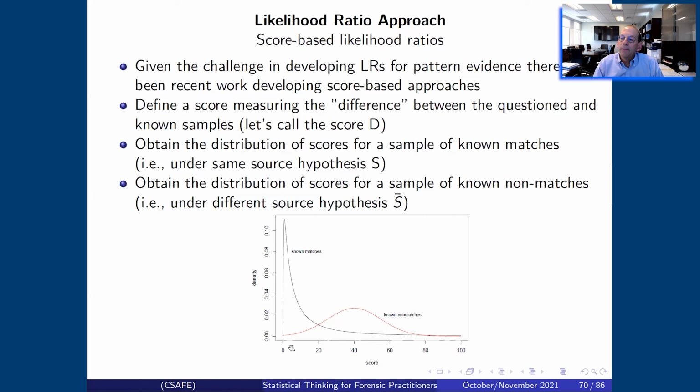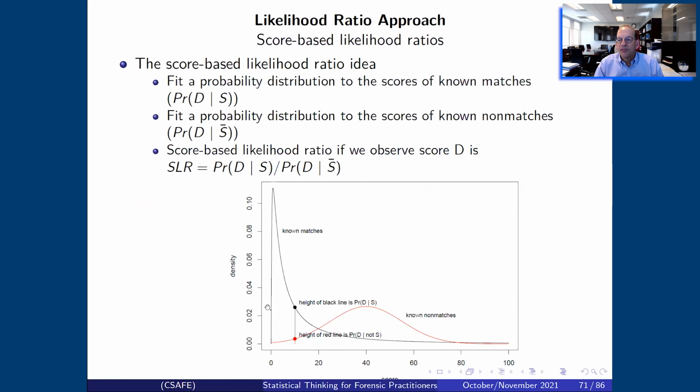And then we would do the same thing for the non-matches. We would get some sets of images where we know they come from different figures. And we would compute the difference scores for those, and we would say that they tend to yield large difference scores, around 40, most of them between 20 and 60. And then if we had a particular case that we were working on, we would compute the difference score.